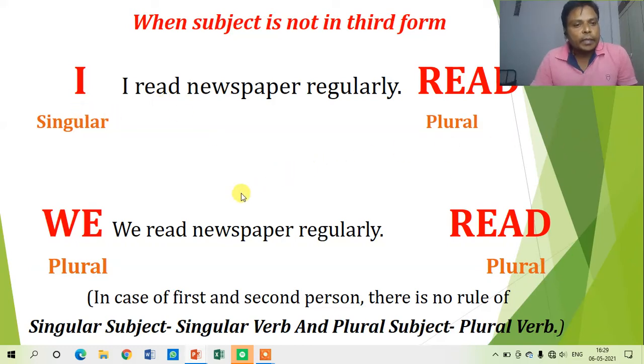In the second example, we read newspaper regularly. The subject is we, which is plural, and read is also a plural verb. So you will find that for a singular or plural subject we can use a plural verb. What does it indicate? It indicates that in the case of first and second person, there is no rule that a singular subject must carry a singular verb and a plural subject must carry a plural verb, which we discussed earlier.